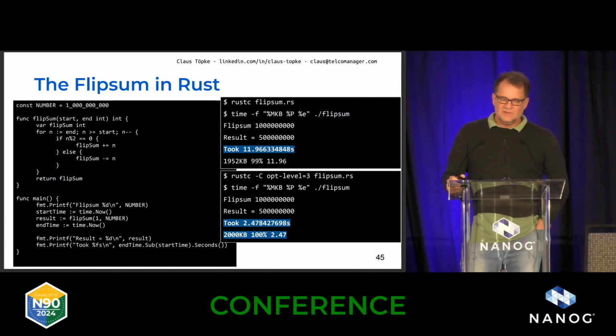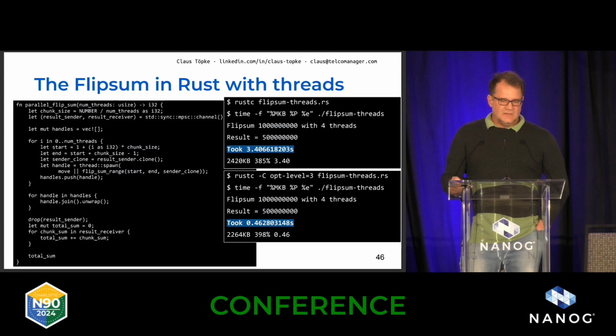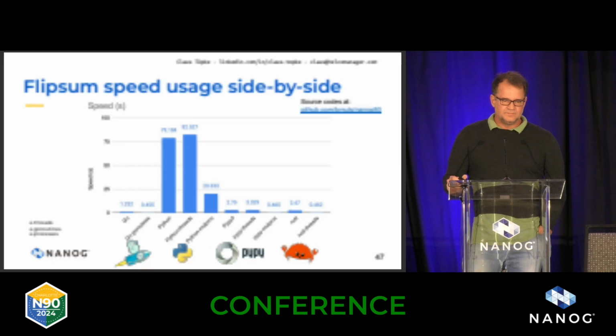In terms of memory, it's almost the same. In terms of time, it's almost the same as Go. In this case here, it wins in multi-threading. It's just 2 megabytes and uses the 4 processors, 398%. I used the Unix time command to visualize those parameters.